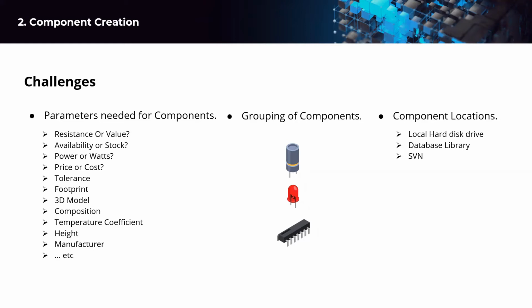The next thing is grouping of components. When you create a capacitor, for example, you don't know where to put it, because you will have resistors, capacitors, connectors, diodes, so many components. So we have to group them: capacitors in one group, diodes in one group, resistors in one group. This is another challenge you face when you group your components. The final challenge is component location.